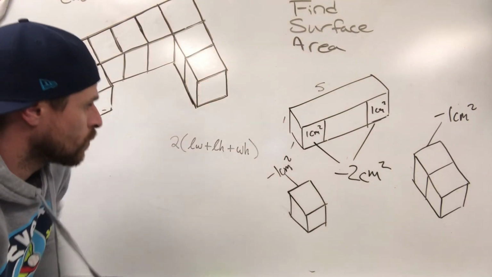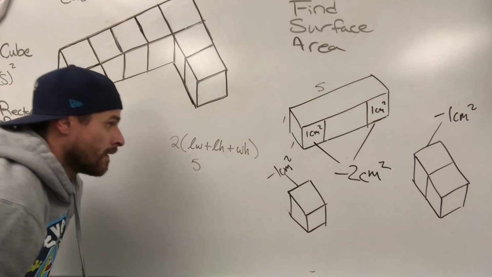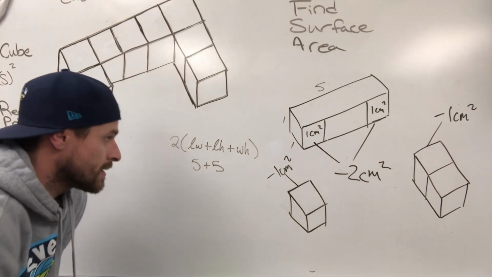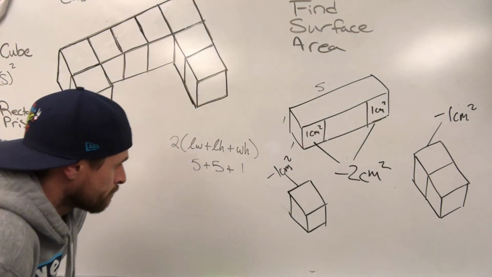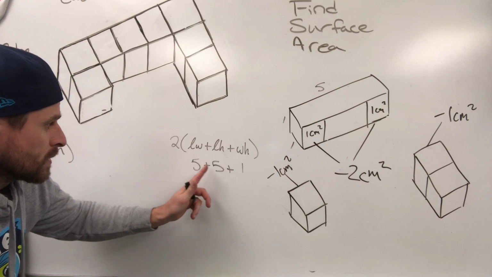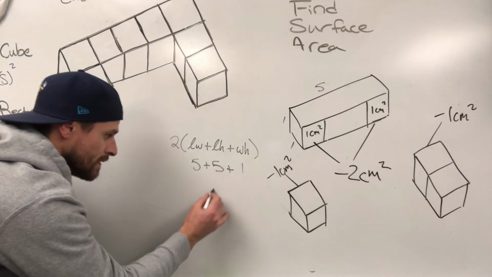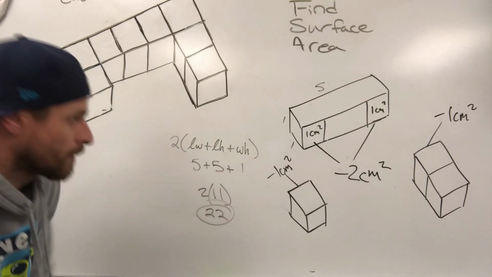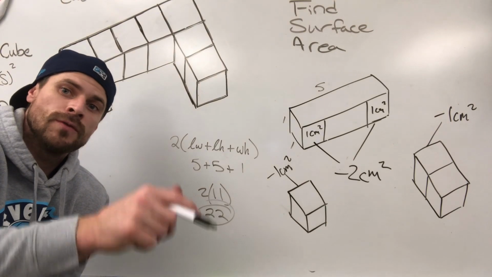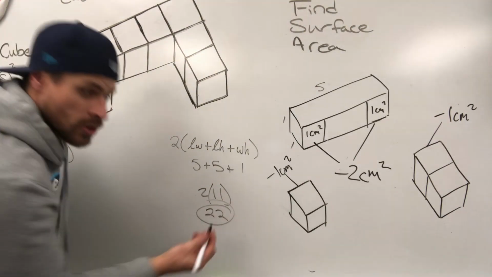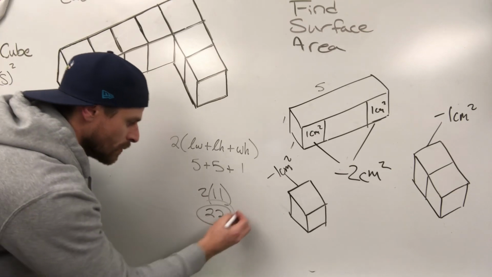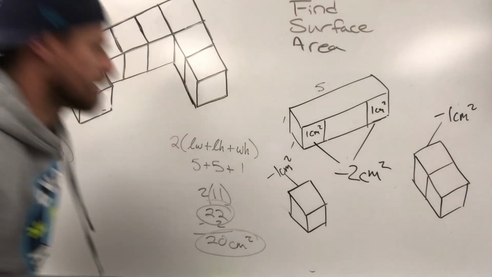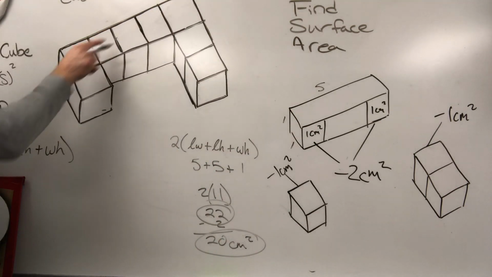So we've got 5 times 1, that's 5. 5 times 1, that's 5. And 1 times 1, which is 1. Okay, 5 plus 5 plus 1 gives me 11, times 2 is 22. There's my total for this guy. But remember, I have to remove 2 square centimeters from it. That's going to leave me with 20 square centimeters for this back section.